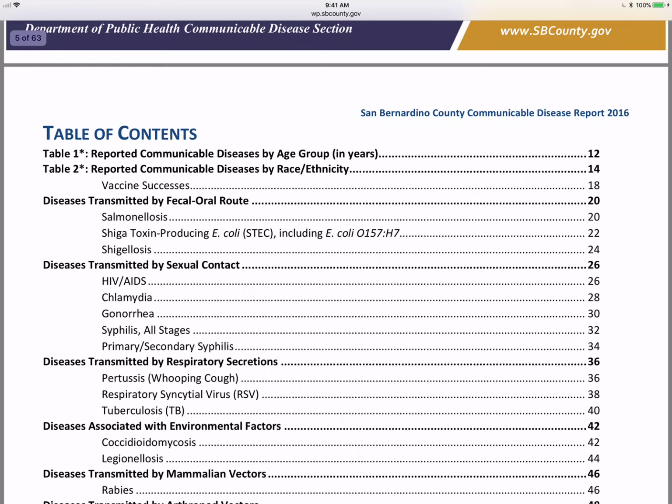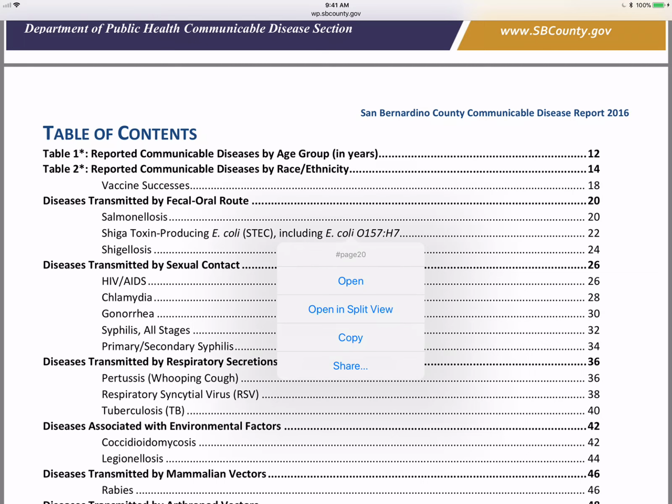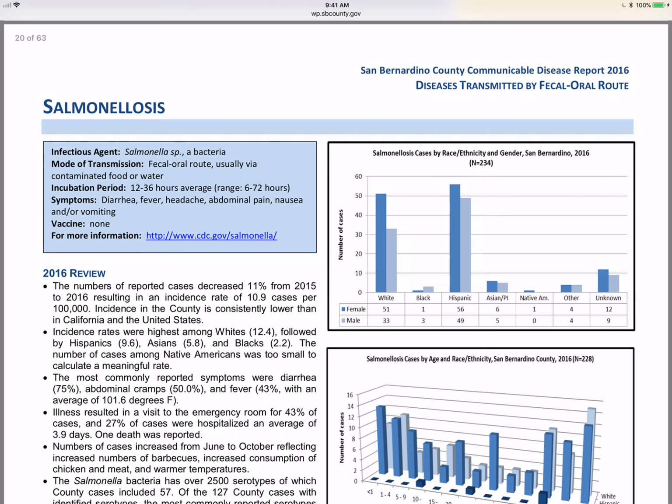I'm going to start with diseases transmitted by the fecal-oral route. This salmonellosis... it's taking me directly there. Yay! Okay, so the way this report is set up is that there are 2 pages for each disease.